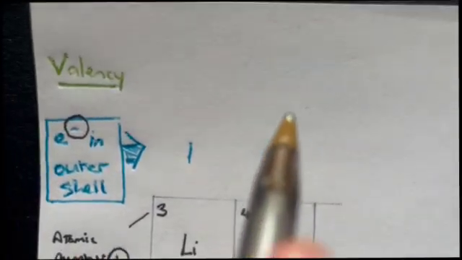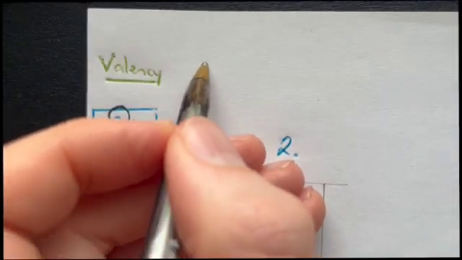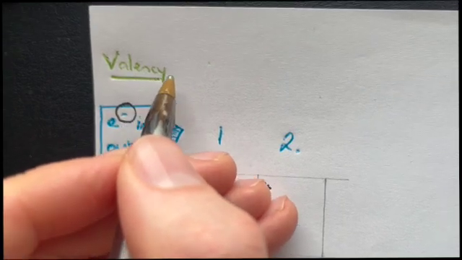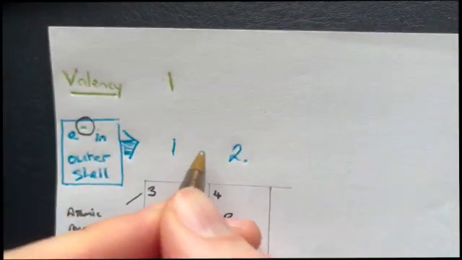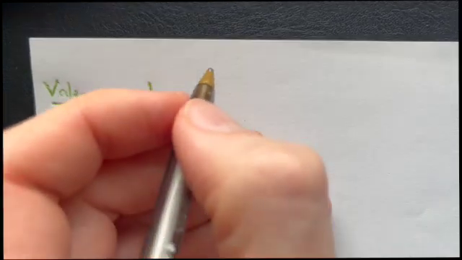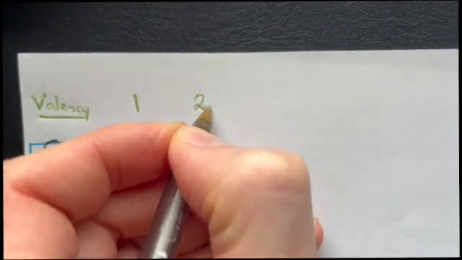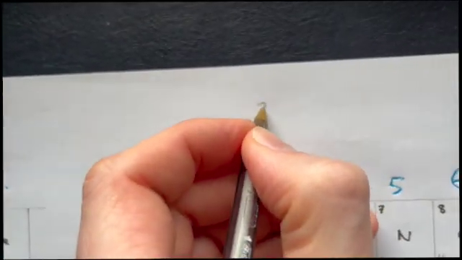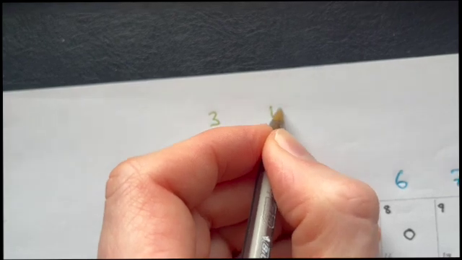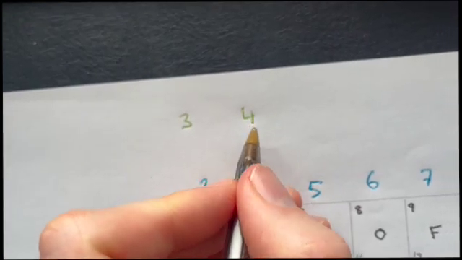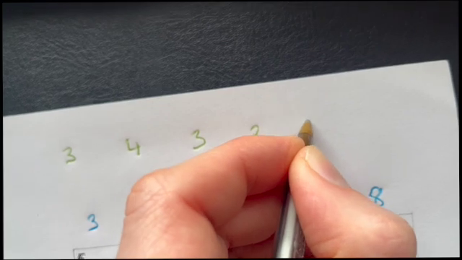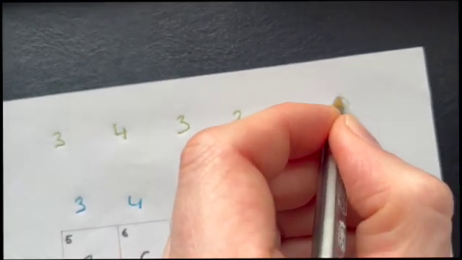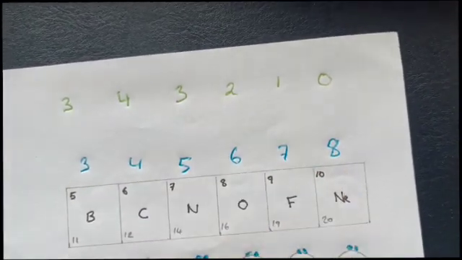So this is the bit we might remember from class where I was talking about valency. This is where we write what the outer electrons of the shell are, where we start with 1, 2, 3, 4, and then we start to count backwards. So we go 3, 2, 1, and end with 0 here on our noble gases.